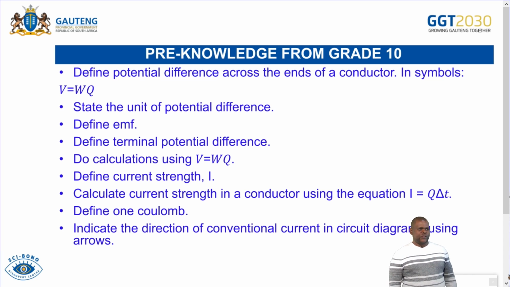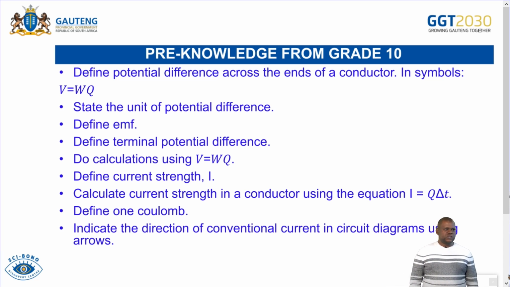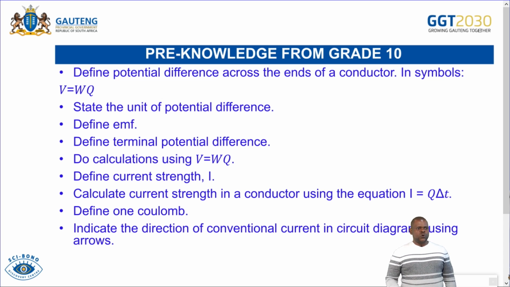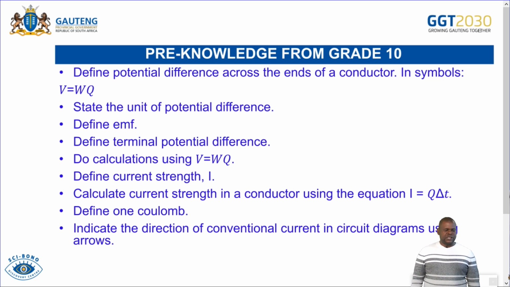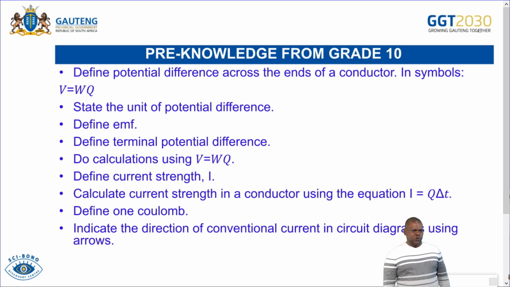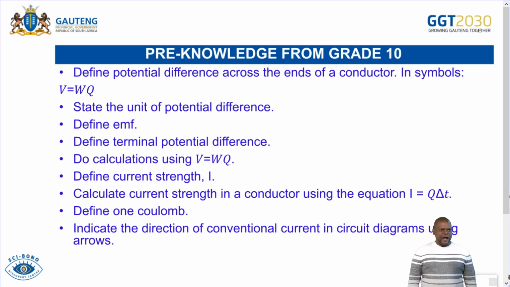In grade 10, we did the potential difference. You must be able to define the potential difference, and we use the formula V is equal to W over Q to calculate it. You must be able to state the unit for the potential difference, define the EMF, define terminal potential difference, do calculations using the equation V equals W over Q, and define the current strength.